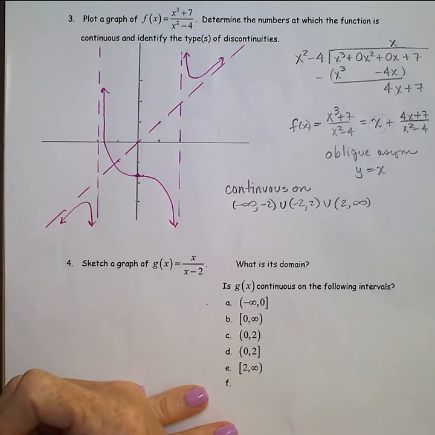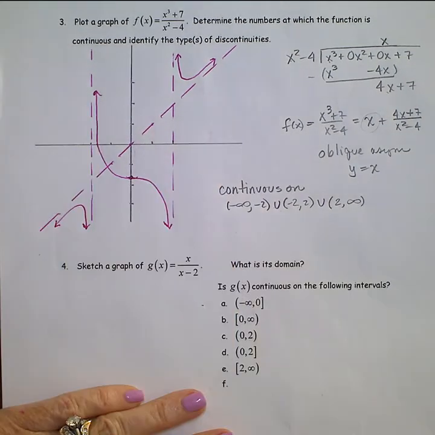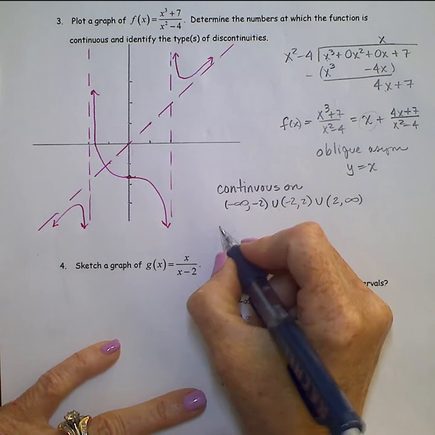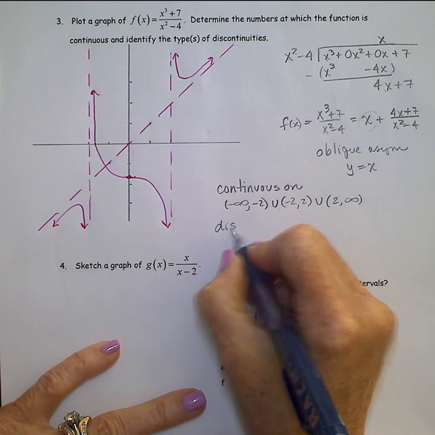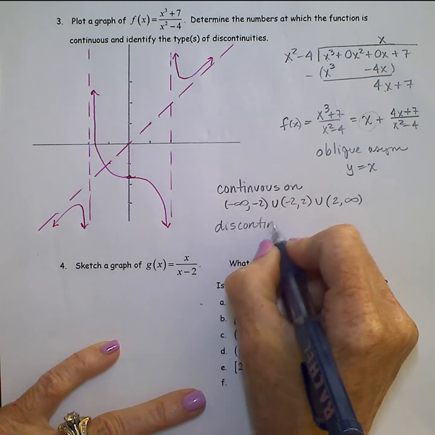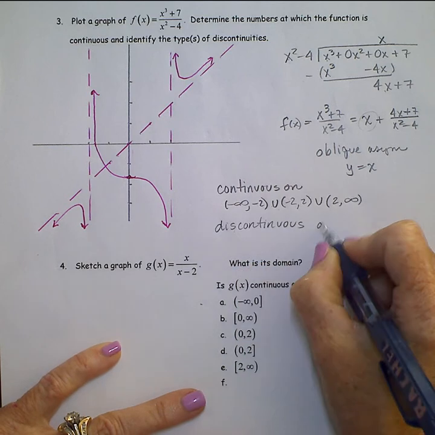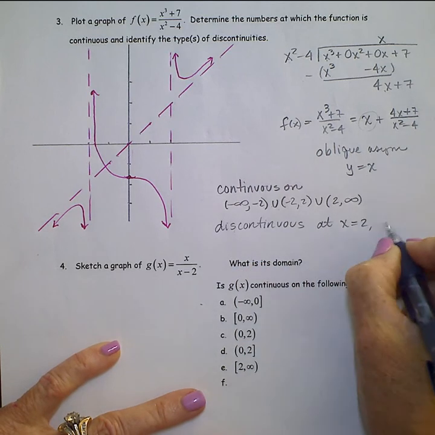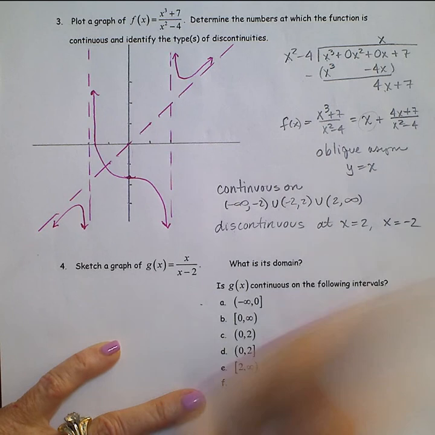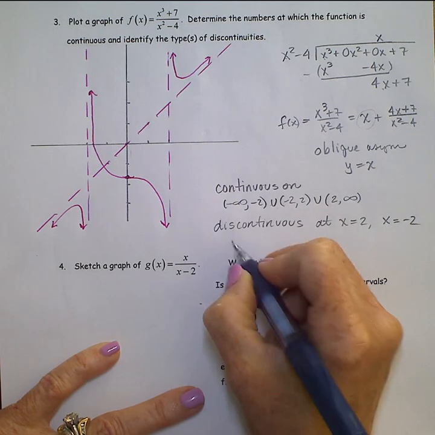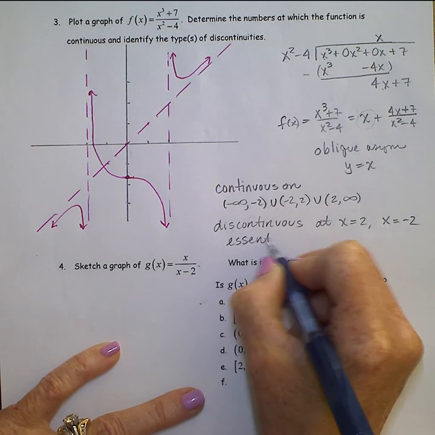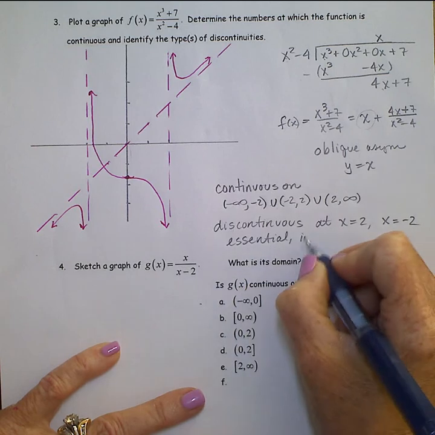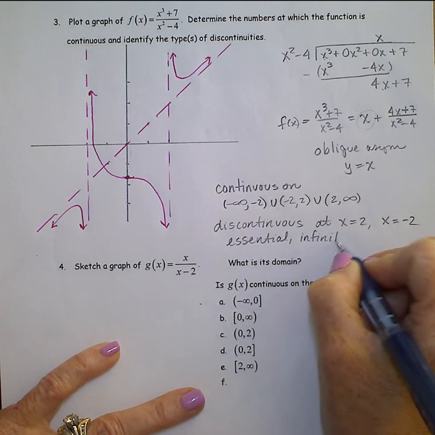And the last part here, identify the types of discontinuities. Well, it is discontinuous at x equals 2 and x equals negative 2. Both of them are essential, infinite discontinuities.